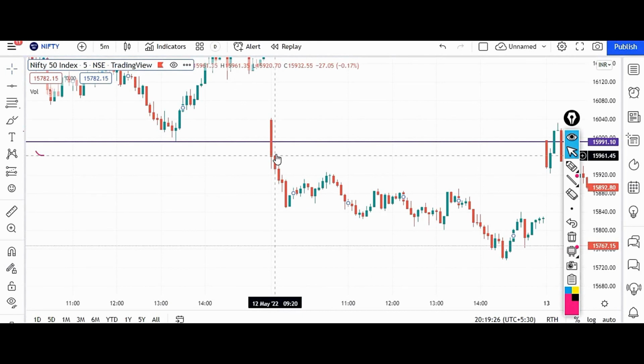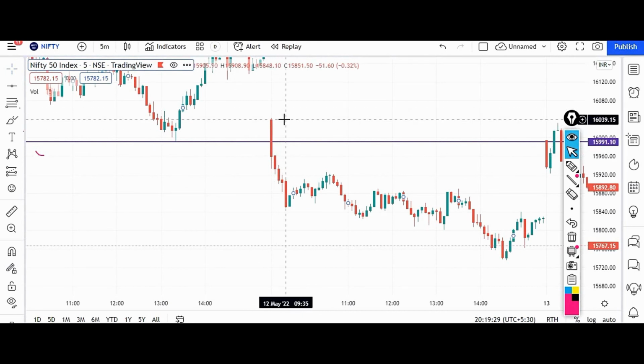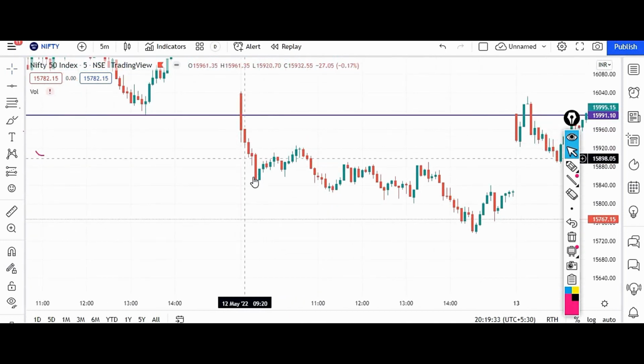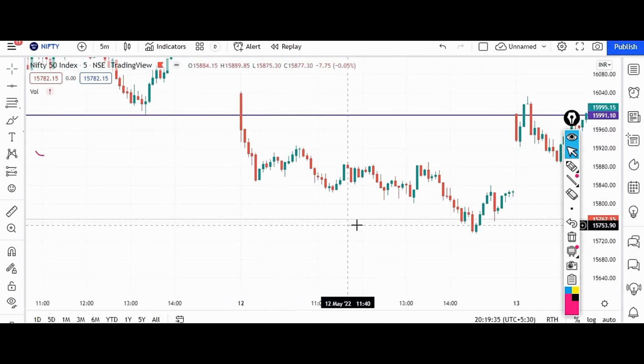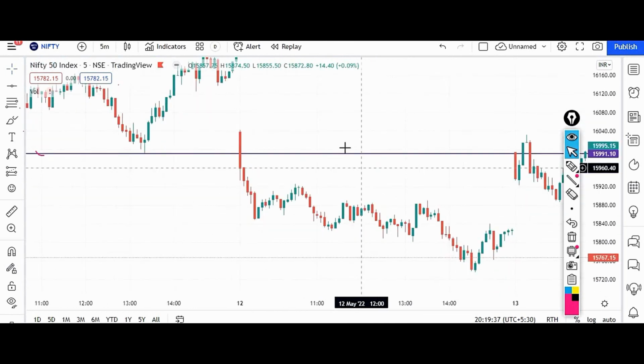If you entered here, 961, some 90 points risk, 90, 1:2 trade.